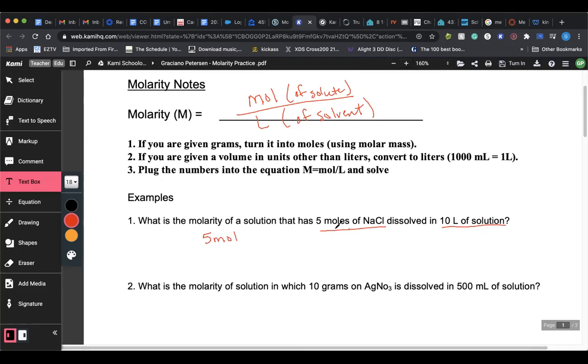All right. So this one is very straightforward, right? Because I'm not given the grams, I don't have to turn it into moles, right? I'm given the volume in liters, so I don't have to change from one thing to another. So I just plug it in. Just 5 moles over 10 liters, which gives me what? 2 liters. 0.5 M. Right?